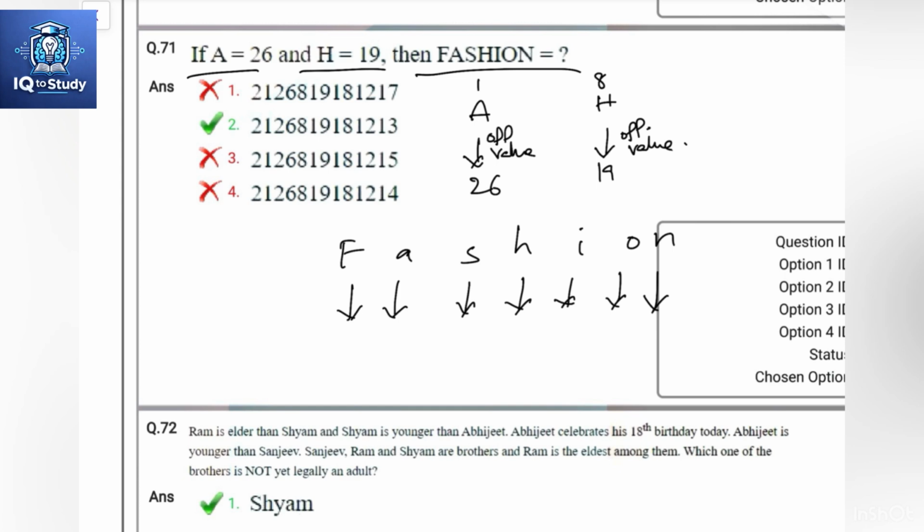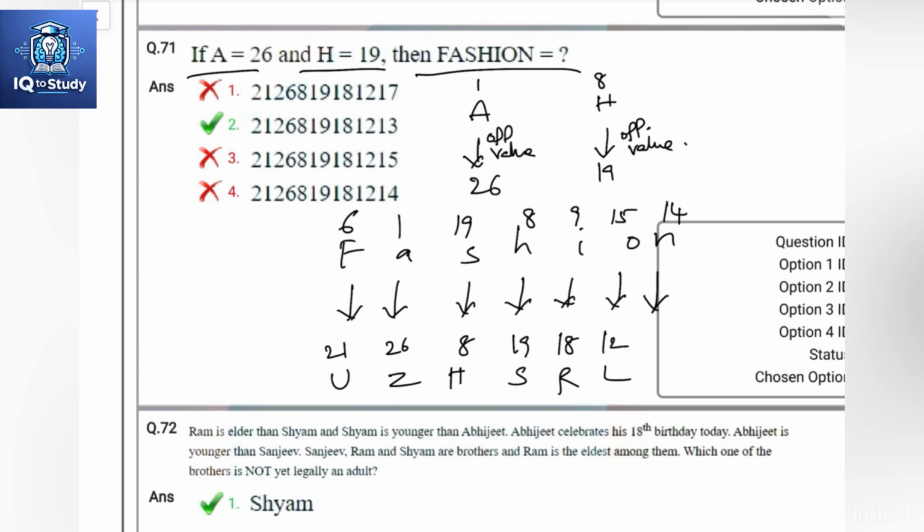we know that the positional values of FASHION are F is 6, A is 1, S is 19, H is 8, I is 9, O is 15 and N is 14. The opposite values are U 21, Z 26, H 8, S 19 or 18, L 12, M 13. So option 2 is correct.